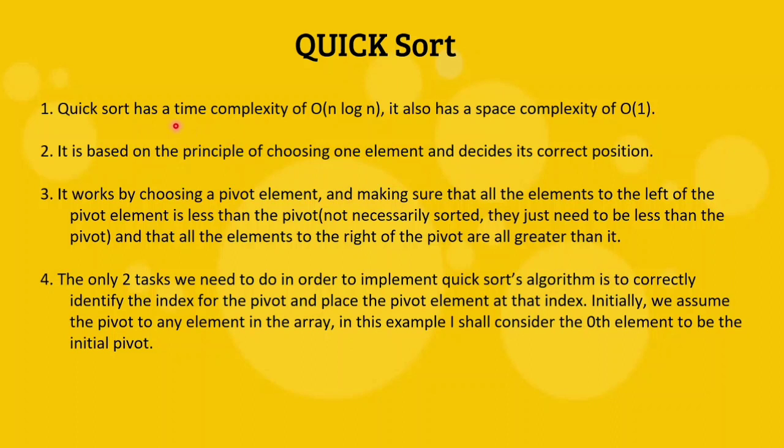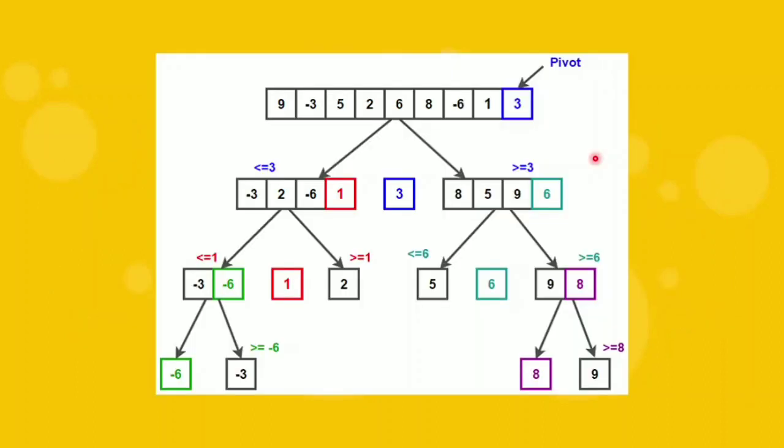In this video tutorial, we will start with quick sort. Quick sort has a time complexity of O(n log n), and it also has a space complexity of O(1), which is the same as merge sort. But it is based on the principle of choosing one element and deciding its correct position. So let's understand how it works.